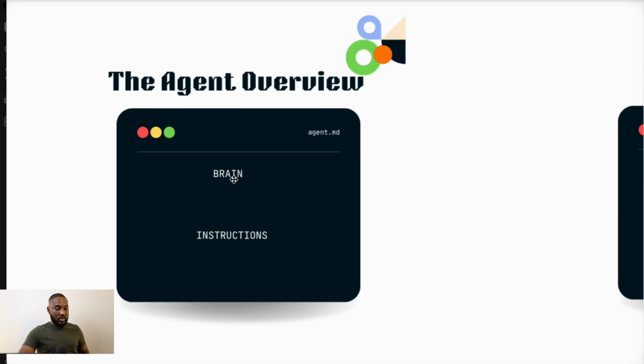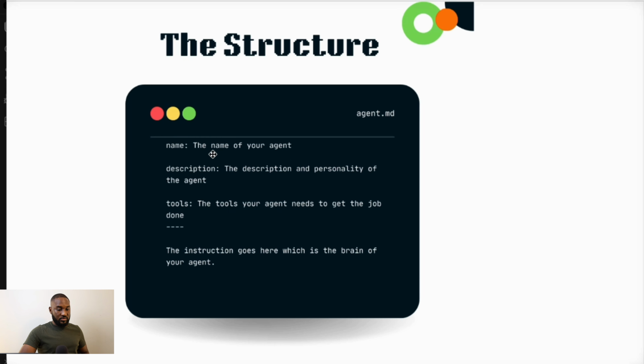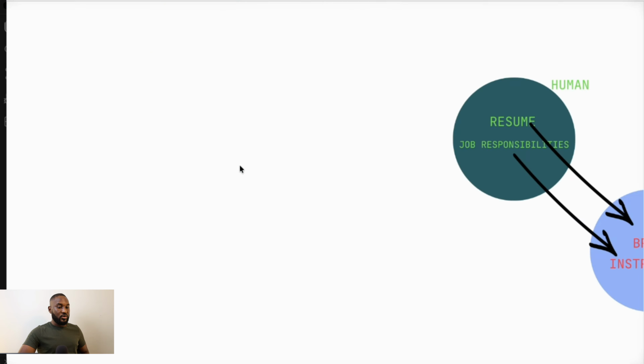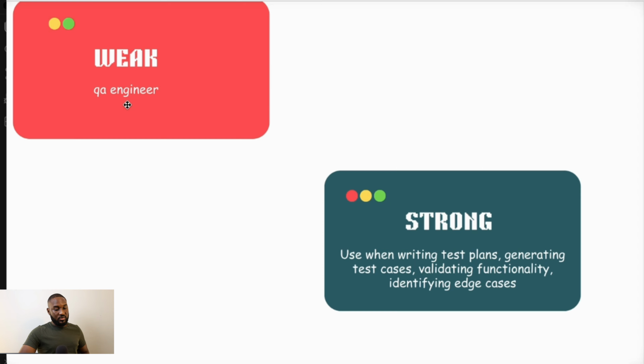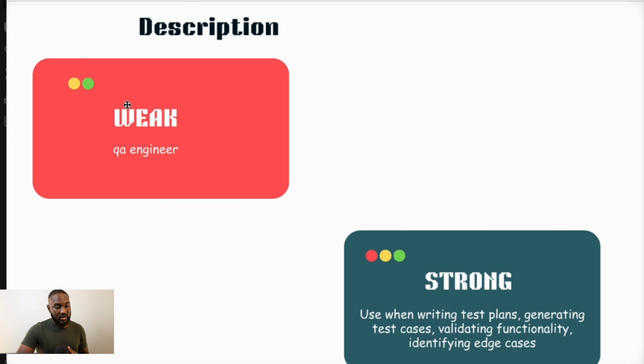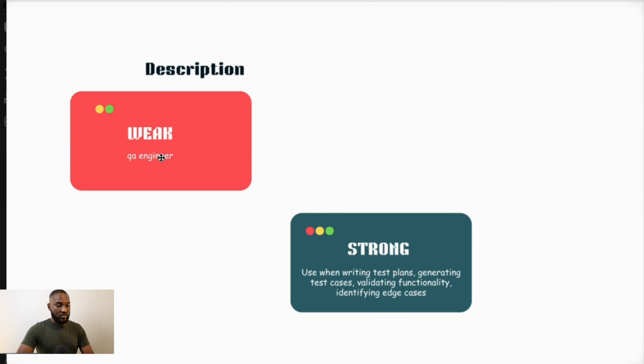And the way we structure it is by passing information, by giving it a brain, and also passing an instruction to it. In terms of the brain, we give it a name, a description, the tools that your agent needs, and the instruction that goes into it. Now, this is very essential if you are setting up your super agent. Why is it essential? It's essential because a weak description will give you a weak output. So, for example, if you just mention that, oh, this is a QA engineer, as a QA engineer, what is he supposed to do? Does he have any context? So you need to be able to specify a very strong description.